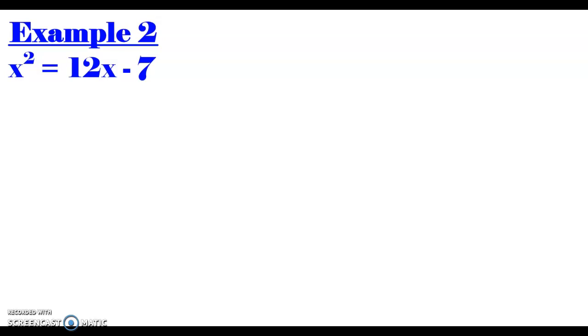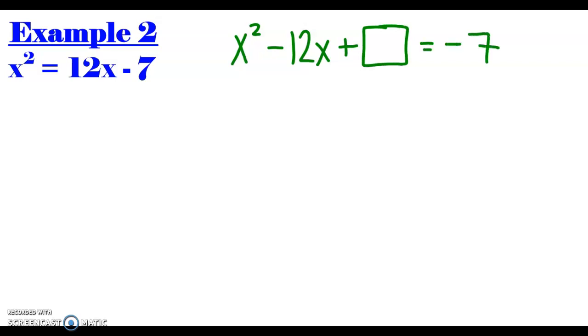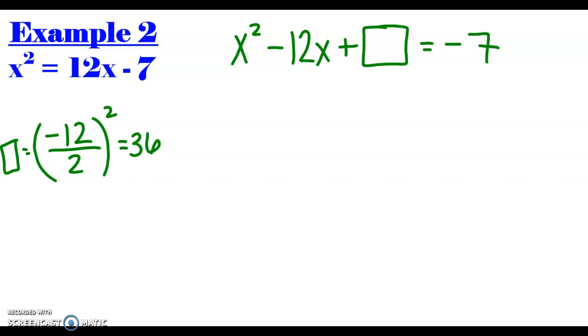All right, let's try again. So you need x squared and bx on one side. So here I got to move the x's over. So I'm going to have x squared minus 12x plus, save a c for magical c, equals negative 7. So again, we take b, we half it, we square it. So b is negative 12, half it, square it. That's how you find magical c. So half of negative 12 is going to be negative 6. Squared is 36. So magical c is going to be 36.